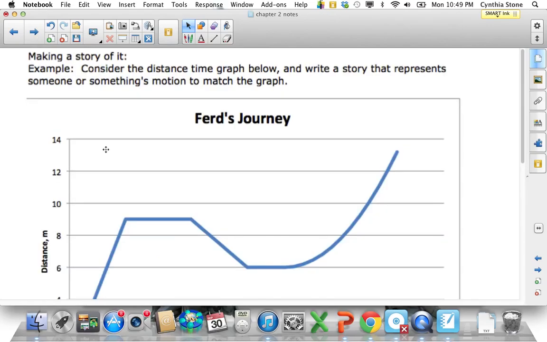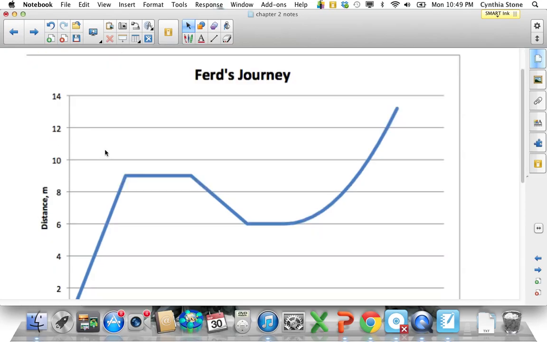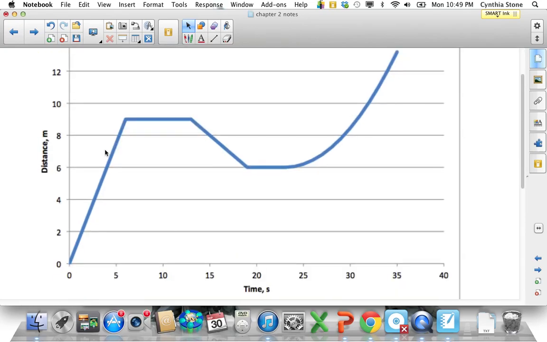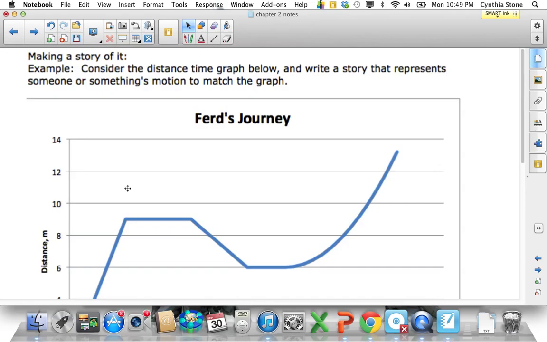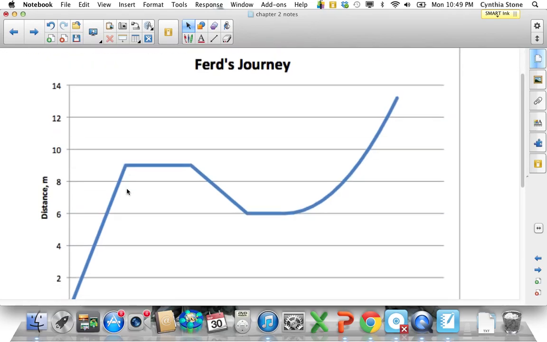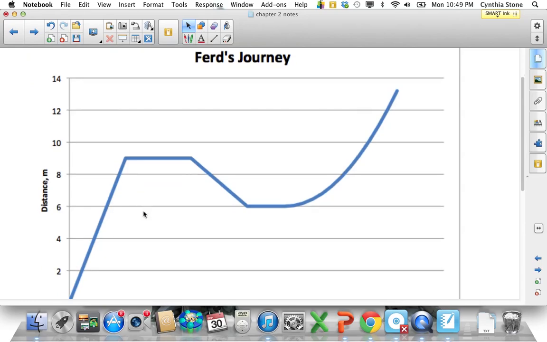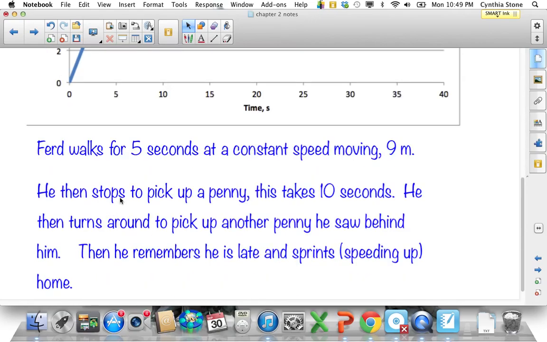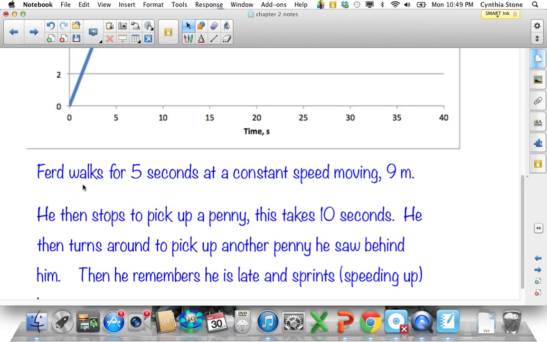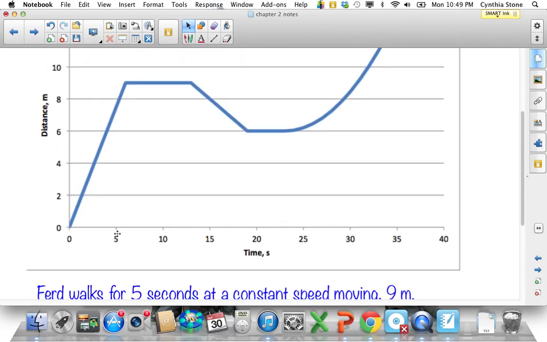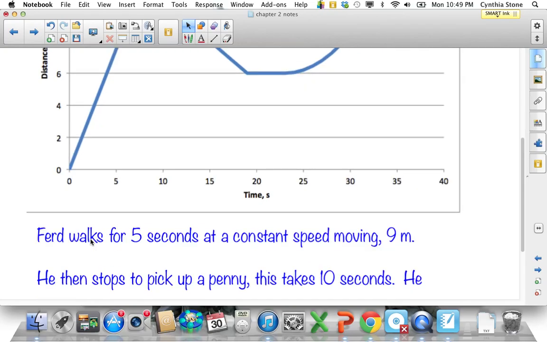Okay, so what if we want to make a little story out of this graph? And this graph is the one we looked at the beginning, and we'll call it Ferd's journey. What does Ferd do? And you can make up anything you want, and you can expect to see some sort of question like this at some point on a test, or on your assignment. So say we have our Ferd going on a trip, and here's how I would look at it. He walks for 5 seconds at a constant speed, moving 9 meters. Let's just look at that. 5 seconds here, and he moves 9 meters. And the straight line refers to constant speed.